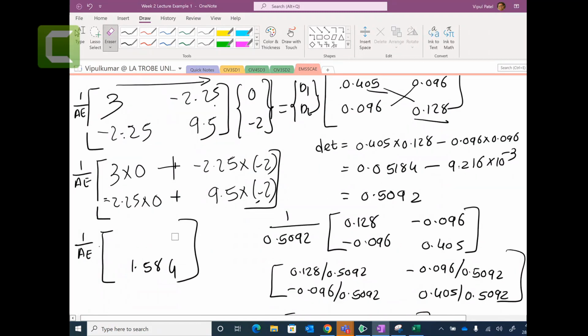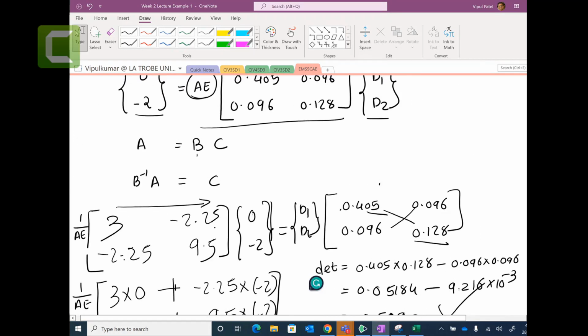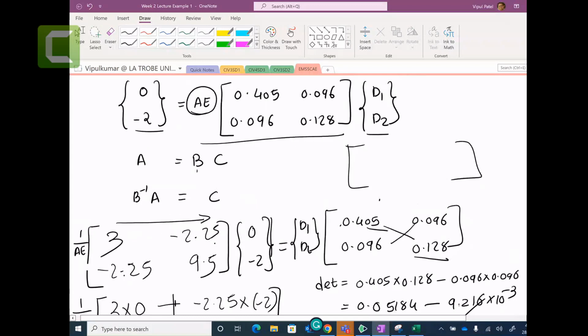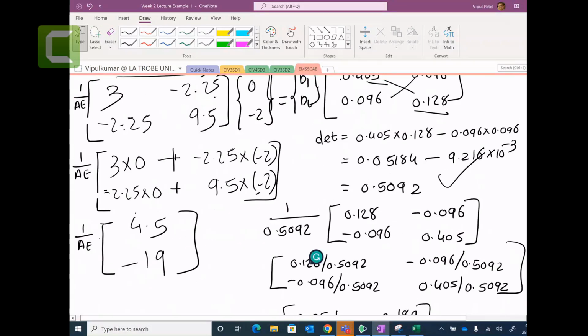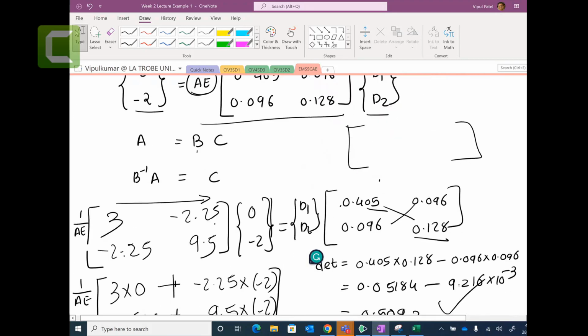So here you get 4.5, and here you get minus 19. I need to check my maths, probably something I screwed up. I think if you go back to your school or some stage, you will know how to do the inverse. If someone gives you these 2 by 2, you need to calculate that, and from that you just need to swap those numbers and you can get the inverse of the matrix.